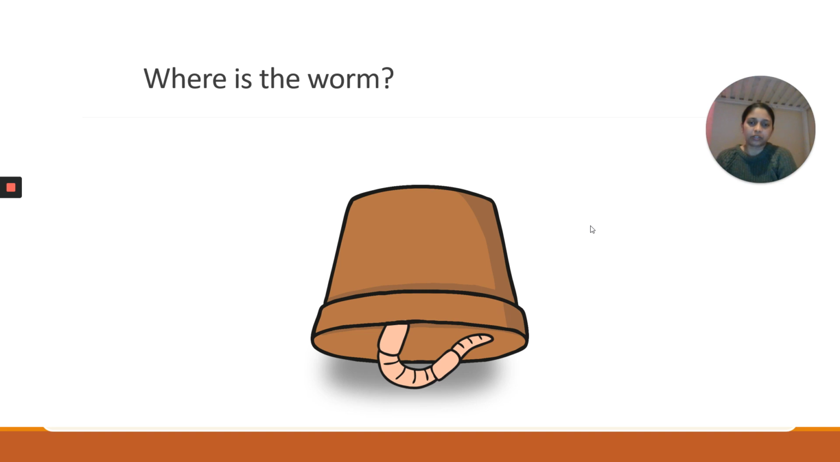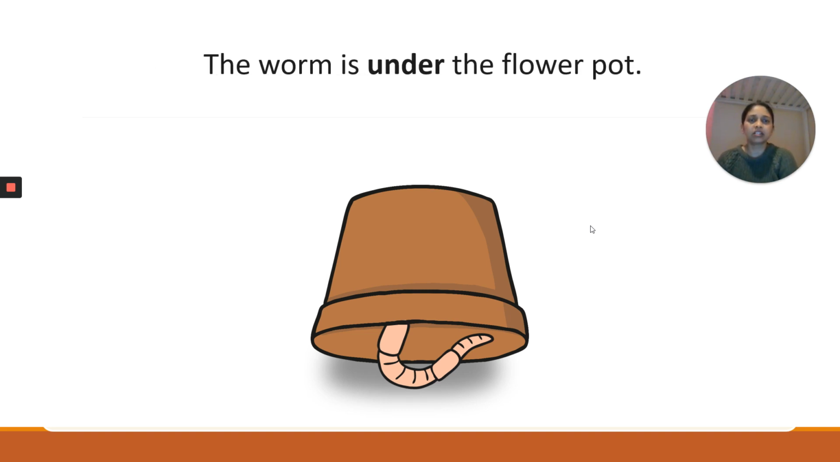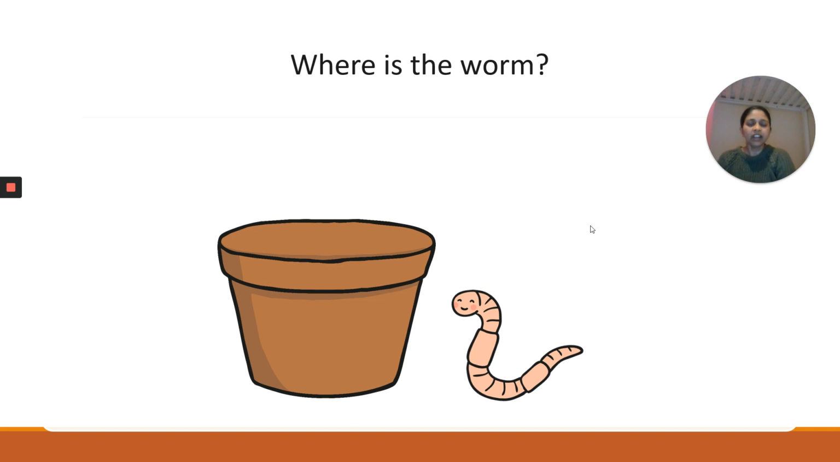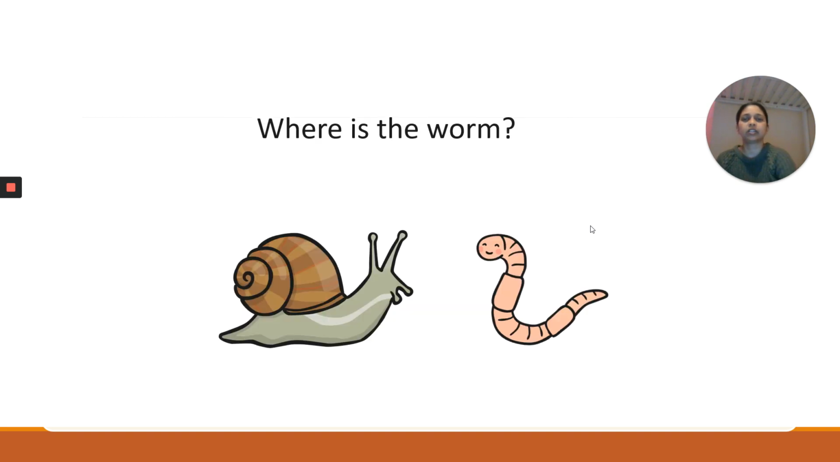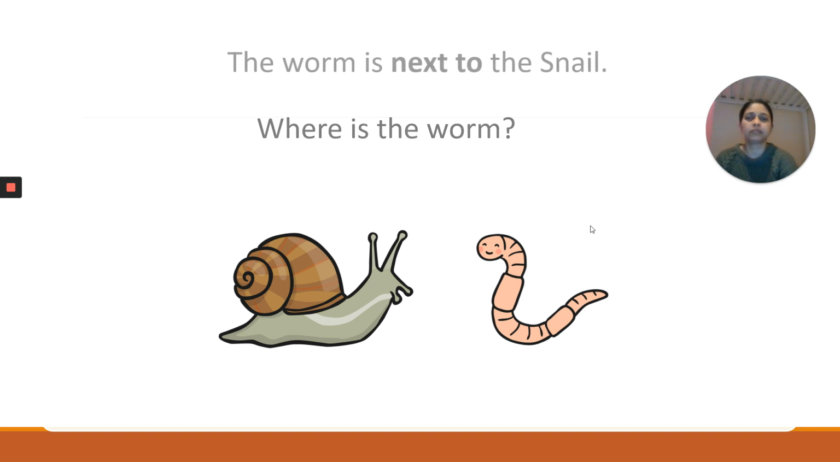Where is the worm now? The worm is under the flower pot. Next one. Where is the worm? Okay, discuss with the person sitting next to you watching the video. The worm is beside the flower pot. Okay, next one. Where is the worm now? The worm is next to the snail.